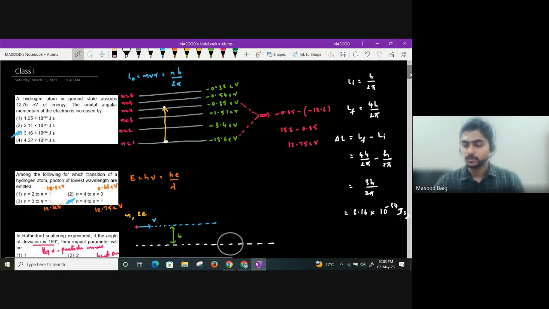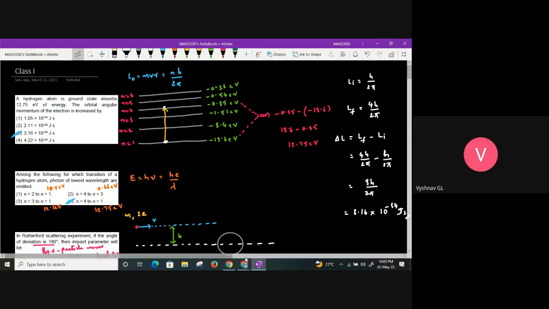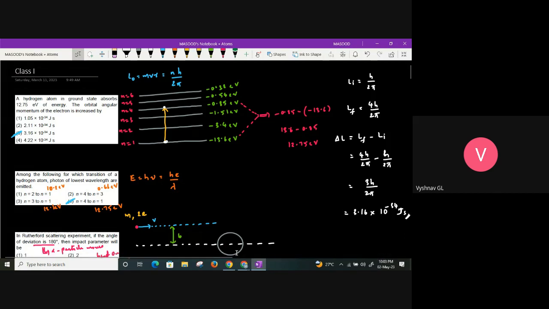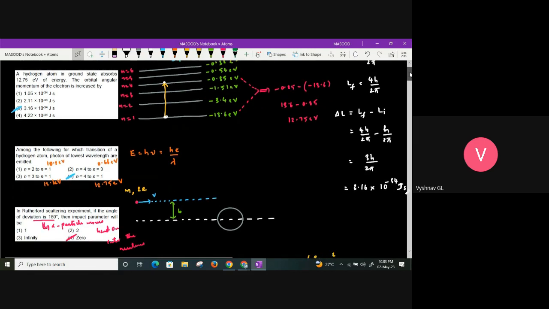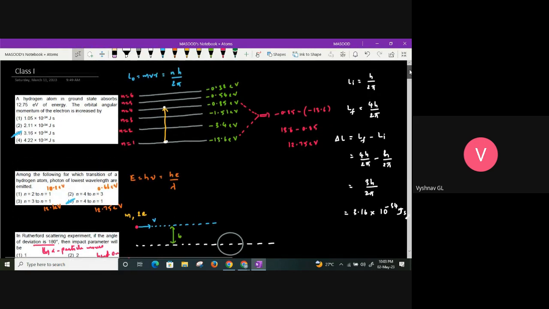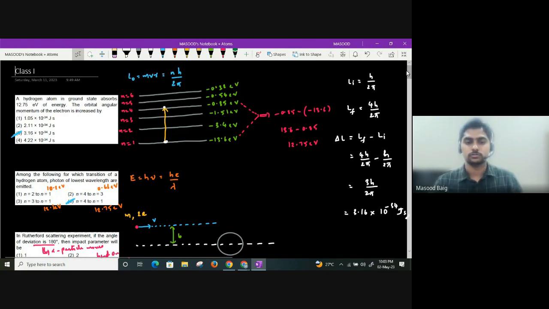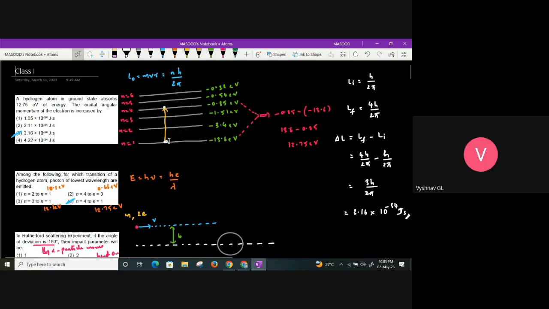Okay. Sir, in the first question which we did in the atoms, you had drawn the energy levels, but can't we just do it directly, because we have to remember the values? If you remember, you do. So what if I don't remember the values and I want to solve it? I mean, if I want to find the n value in this case.